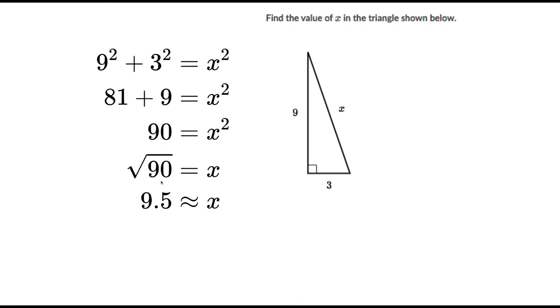You could leave it as a radical, or you could give it to me as a decimal to the nearest tenth. The first decimal place is the tenth. Notice I changed my equal sign into a wiggly equal sign, because this is a rounded off approximation of this irrational number that goes on forever.